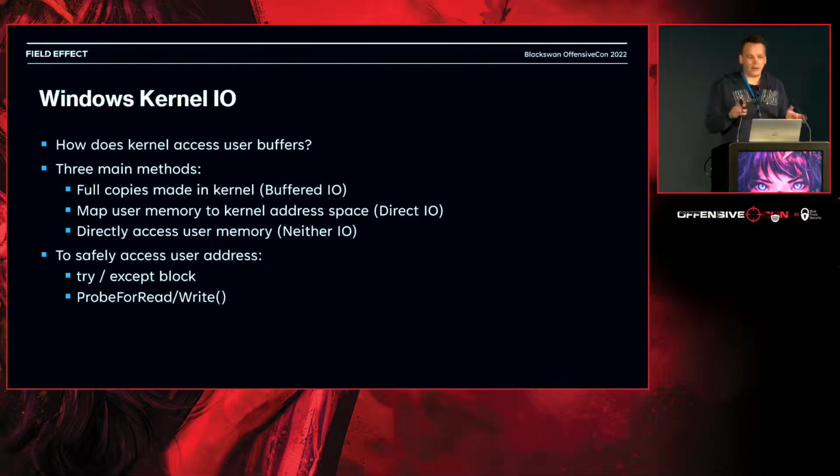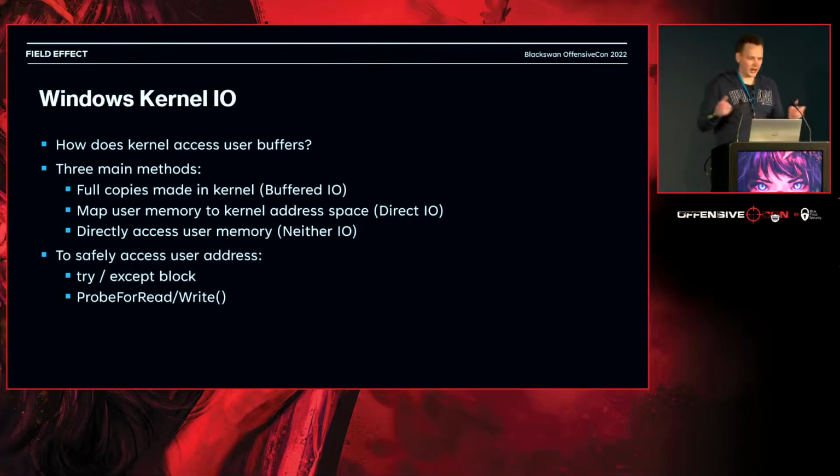The first one is buffered I/O, which is where kernel will take any data from user mode and make a full copy of it in its own memory, so that when the drivers are accessing the memory, they don't need to worry about whether user mode has changed it. It should be a static copy of what was provided.